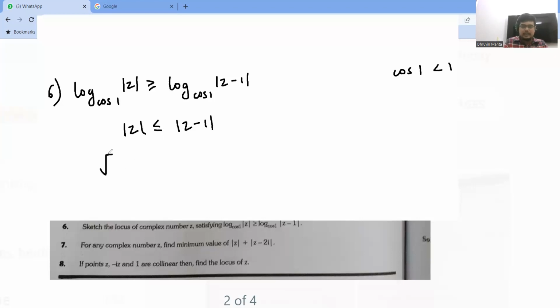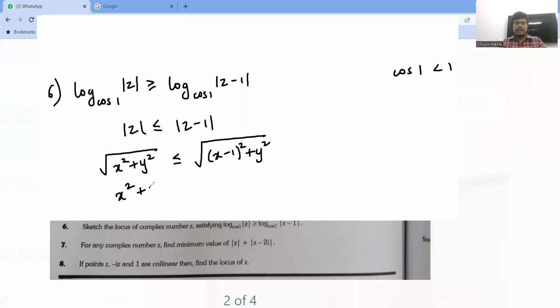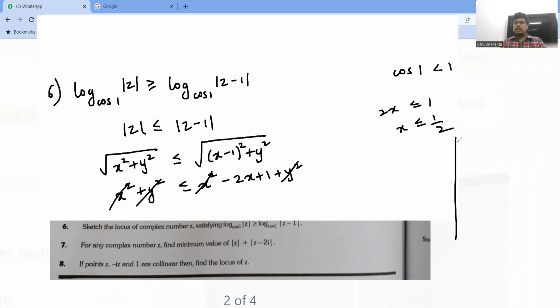If we take z as x plus iy, this will be root of x square plus y square, and this will be root of (x minus 1) the whole square plus y square. Check this. Are you following this? Now we have to solve this normally by squaring both sides. So you will get x is less than or equal to half, because x square and y square are getting cancelled, so 2x is less than or equal to 1, x is less than or equal to half. So if we have to sketch this, how will we do it?